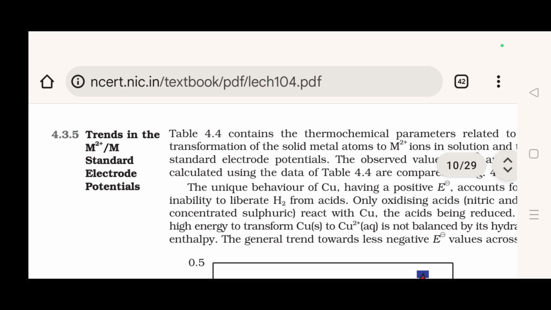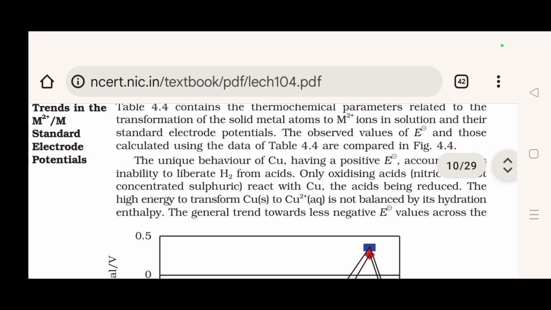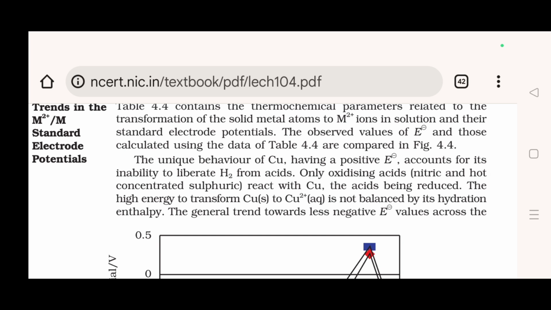Now we will discuss trends in the M2+/M standard electrode potential, that is, E0. Table 4.4 contains the thermochemical parameters related to the transformation of solid metal atoms to M2+ ions in solution and their standard electrode potentials. The observed values of E0 and those calculated using the data of Table 4.4 are compared in Figure 4.4.